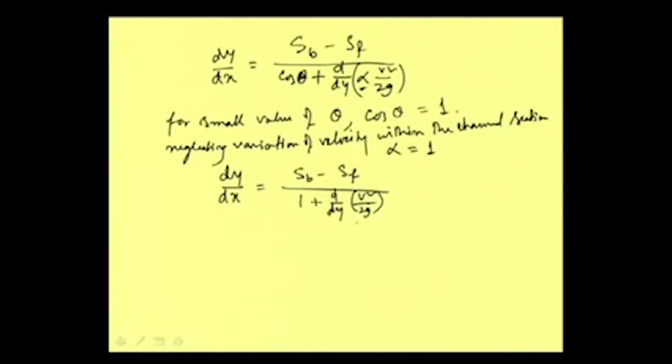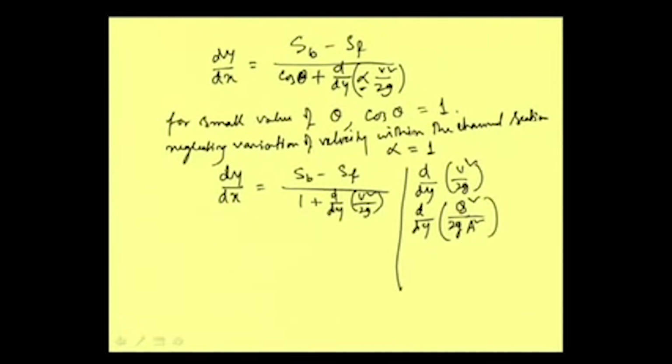Now, we can further simplify this expression. Let us see how we can write d dy of v square by twice g. So, v square, again this v is nothing but depth average velocity. As we know the discharge q, this can be written as d dy of q square by twice g a square. Now, v is varying with x and y, but q is not varying with y. So, q is constant as far as this derivation is concerned, so we can write this as q square by twice g, these are constants, times d dy of 1 by a square.